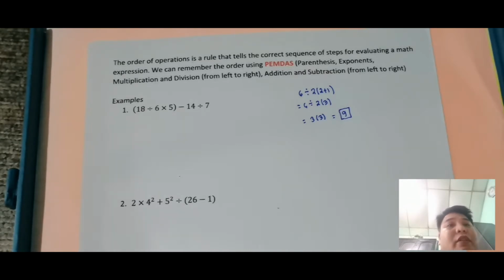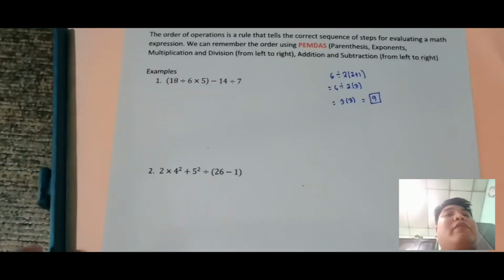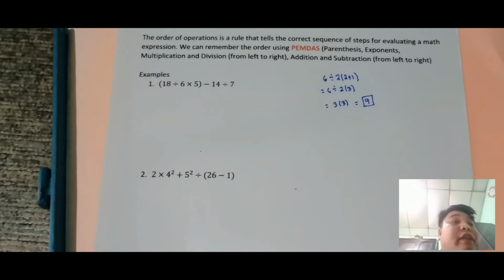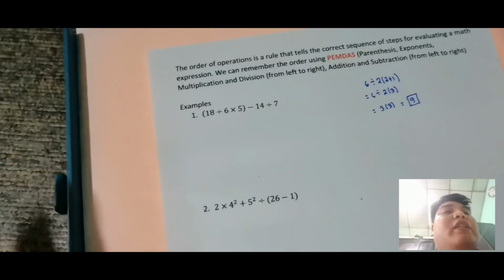Okay, so, example number 1: 18 divided by 6 times 5 minus 14 divided by 7. So, obviously, yun nasa parenthesis unahin natin. And tatanungin mo ako, syempre, sir, yung minus 14 divided by 7, pwede po natin unahin. So, basically, sa rule natin, pwede naman kasi, over subtraction and division, unahin ko si division. Okay, pero for the meantime, for convenience, unahin ko muna tong 18 divided by 6 times 5.